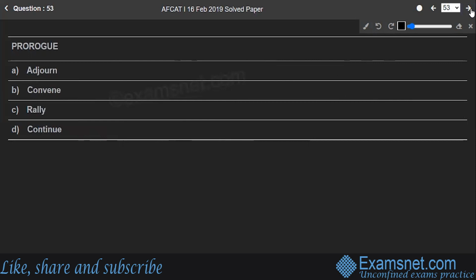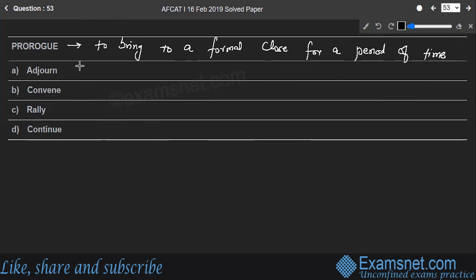So next the word is prorogue. Options are adjourn, convene, rally, or continue. So let's look at the meaning of all the words. First is prorogue. It means to bring to a formal close for a period of time. The very first word is adjourn.